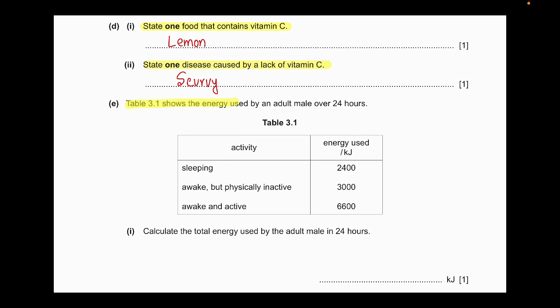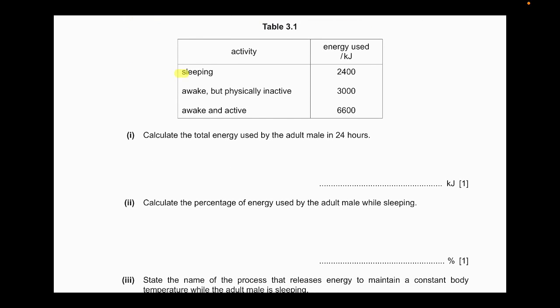Table 3.1 shows the energy used by an adult male over 24 hours. If the adult is sleeping, then the adult uses 2400 kilojoules. If the adult is awake but physically active, then uses about 3000 kilojoules. If the adult is awake and active, then the adult uses 6600 kilojoules. Okay.